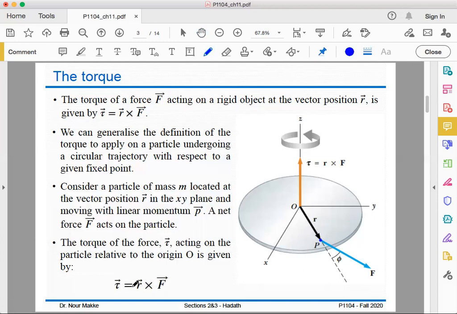So it's the vector product between R and F. In this case, R is the vector position of the particle and F is the force acting on this particle. And so at the end, we end up with exactly the same definition, but the only difference is that R now is not the point of application of the force, because we are not dealing with a rigid body, but we are dealing with a particle. And so R is the vector position of the particle. So this is it about the torque.